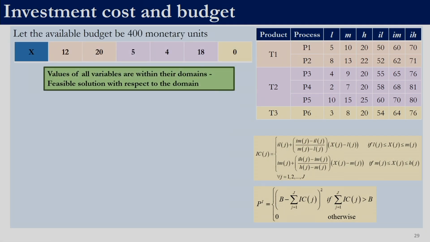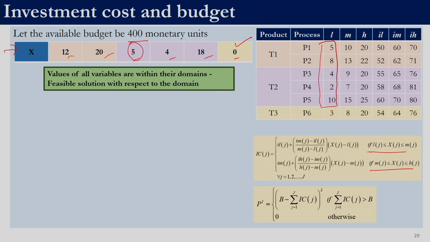Let us assume that the total amount of money that we have is 400 monetary units, and this is the production plan suggested by one of the meta heuristic techniques: 12, 20, 5, 14, 18, 0. All of this satisfies the domain constraint. 0 is anyway permissible. The rest of the 5 processes have a production which is greater than their lower level. We can calculate the investment cost for each of the processes. We have shown you previously how to calculate investment cost.